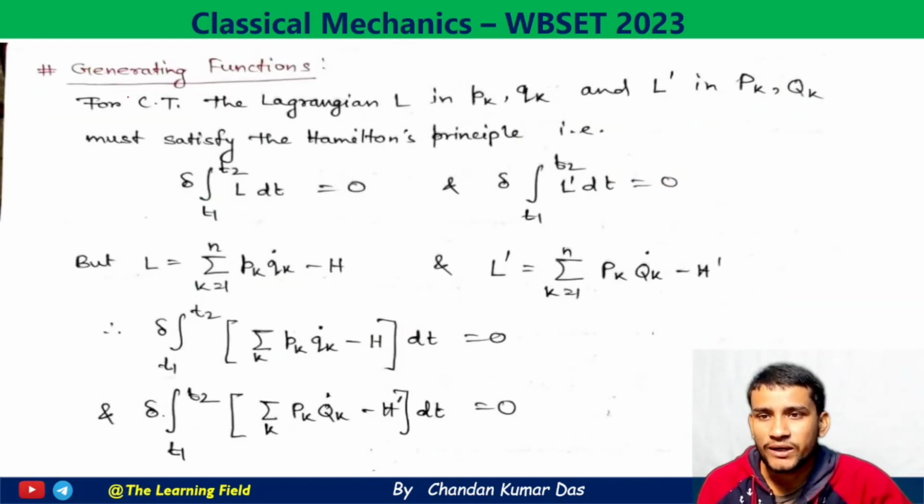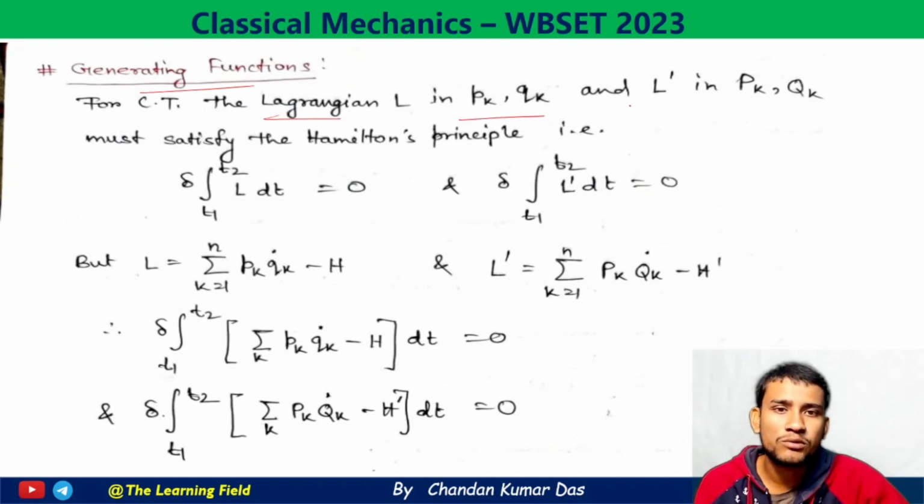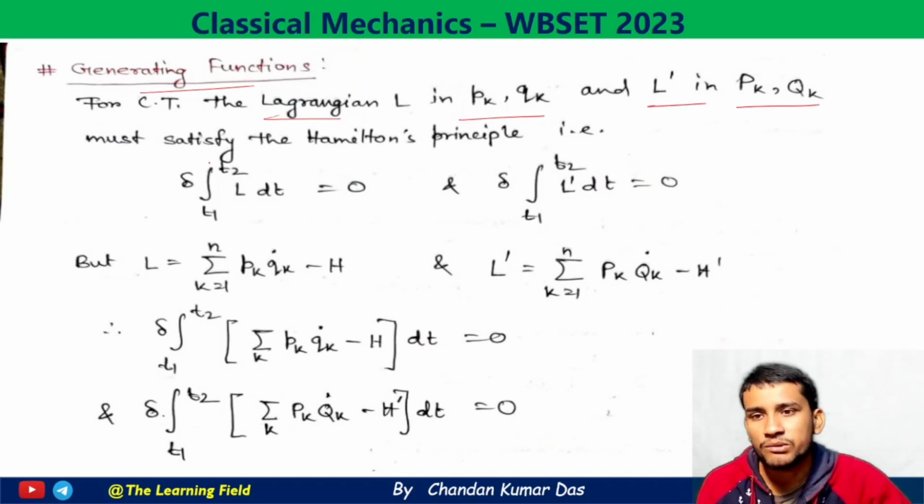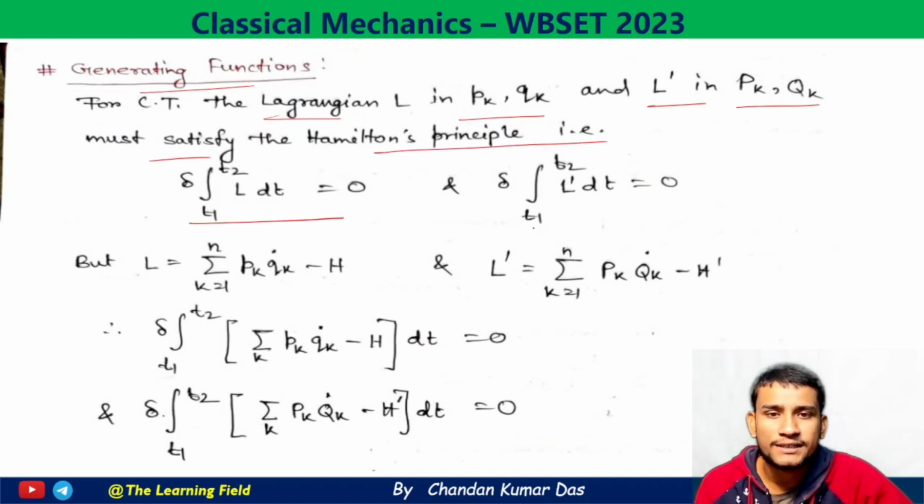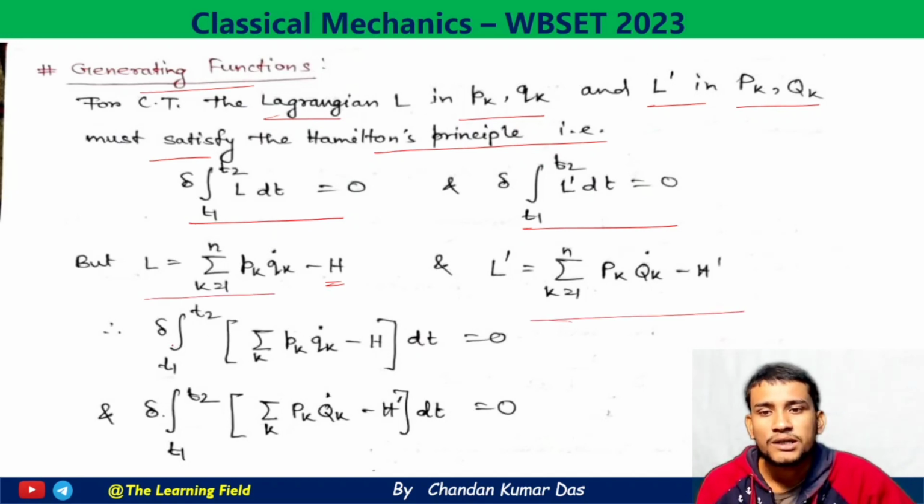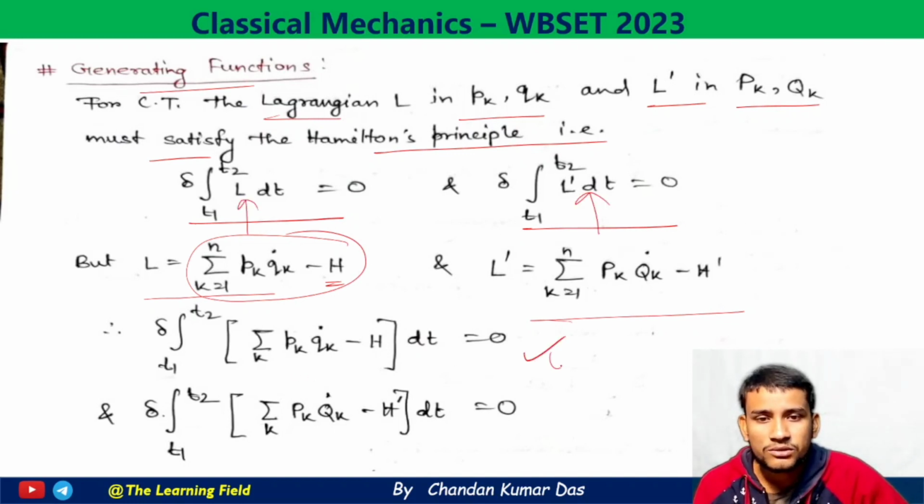Now we discuss another important thing, which is the generating function. What is that? For the canonical transformation, the Lagrangian L in qk, pk and L' in capital Qk, capital Pk must both satisfy Hamilton's principle. From the definition of the Hamiltonian, H = Σ pk qk dot − L, we can write L equal to this and L' equal to this. Now we put these values in place of L and L' in the variation, and we get these two equations.